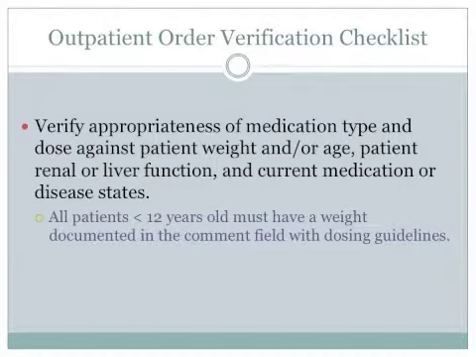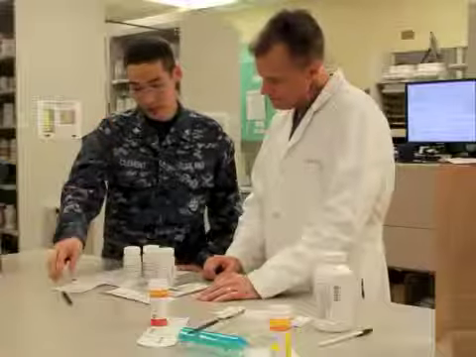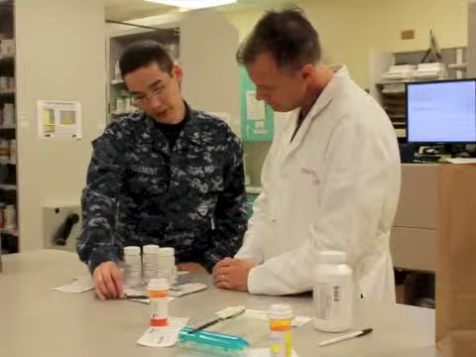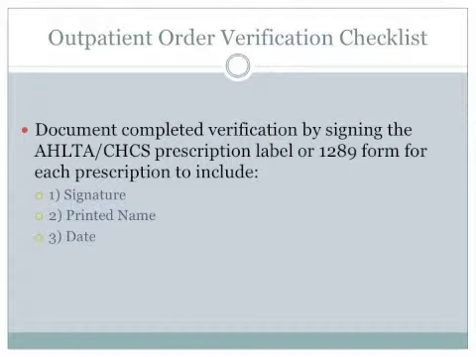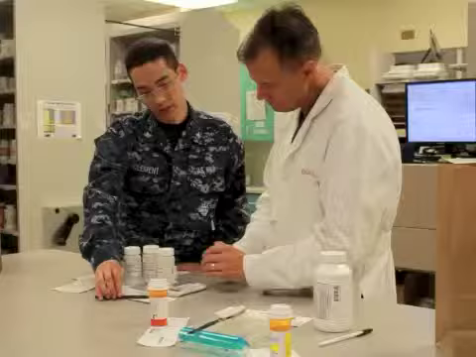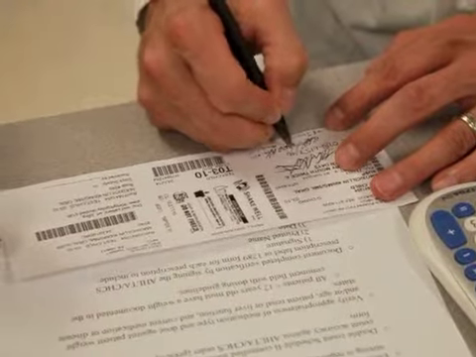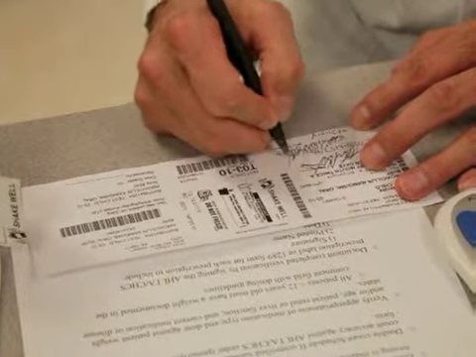In addition to verifying appropriateness of the medication dose against the patient's weight and age, other factors to consider include renal or liver function, other medications the patient may be taking, and other disease states that may be present. For all patients 12 and younger, the weight and dosing should be documented in the comment field. Now, I just need you to sign, print your name, and date it. The final step is documentation. Anywhere on the slip, and this lets the pharmacist know that you verified the prescription as correct.